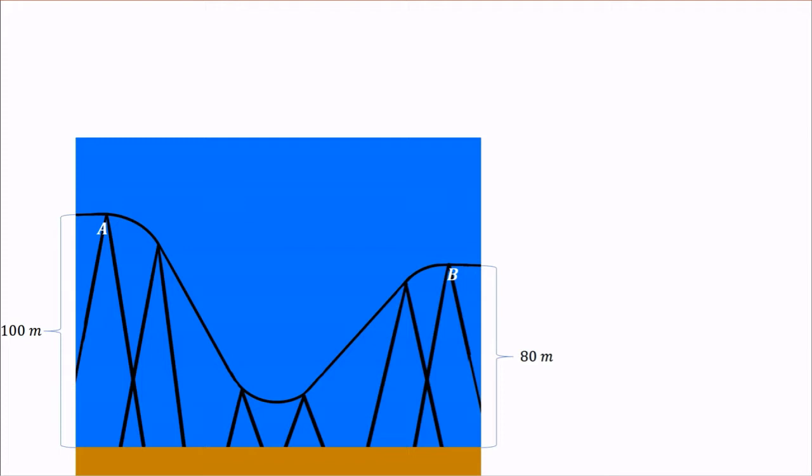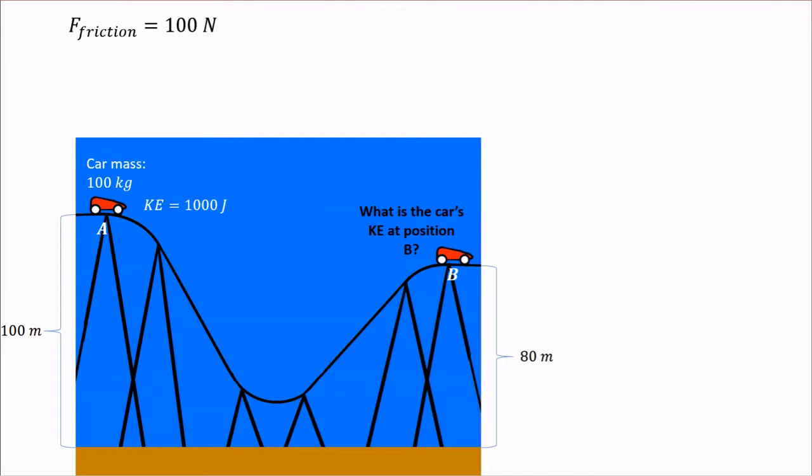Welcome back to our roller coaster. Again, we have our car start at the top of the hill, with a kinetic energy of 1000 joules. We want to know what its kinetic energy will be at position B. In fact, will it even be able to make it to position B? This time there is a constant frictional force of 100 newtons, and the amount of track length between points A and B amounts to 300 meters.